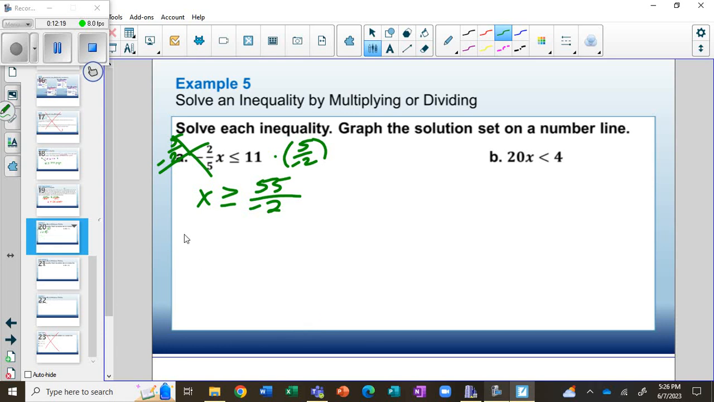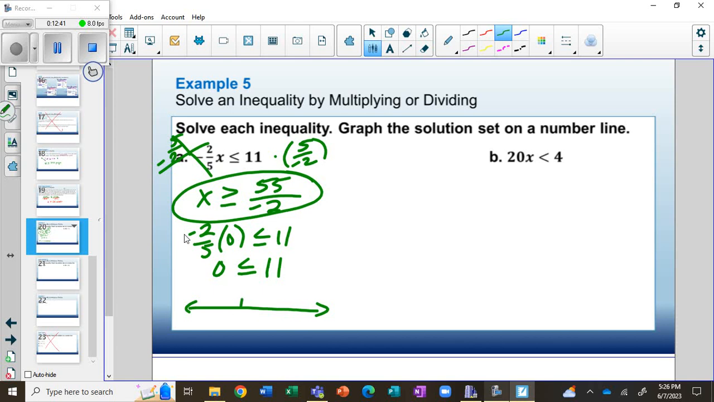Now if we choose a number greater than negative 27.5, like 0, which is bigger than negative 27.5, and put negative 2/5 times 0, is that going to be less than or equal to 11? Anything times 0 is 0. 0 is less than or equal to 11. Therefore, I know that this is the correct symbol.